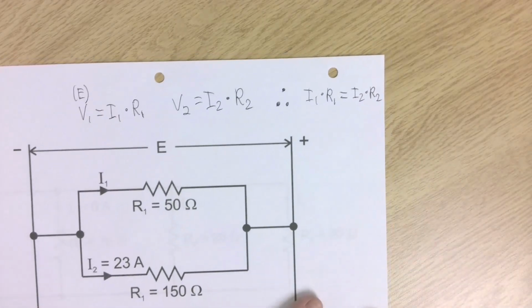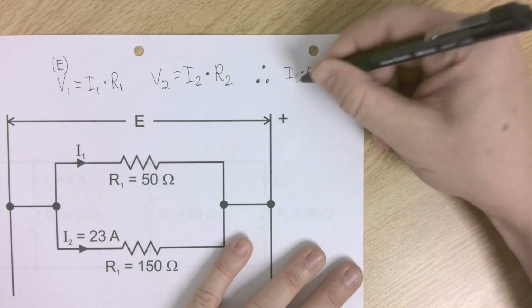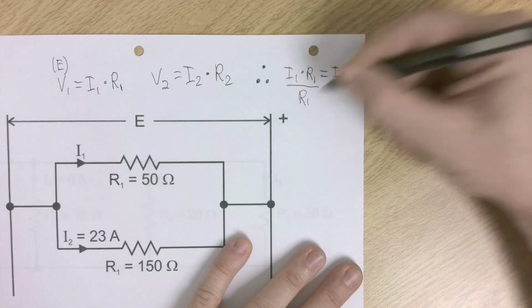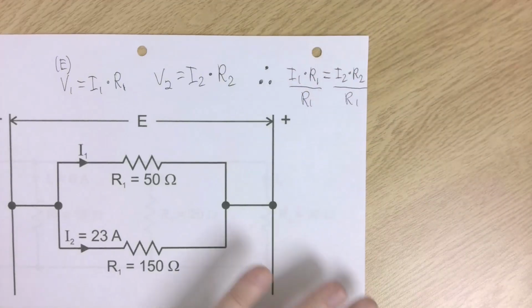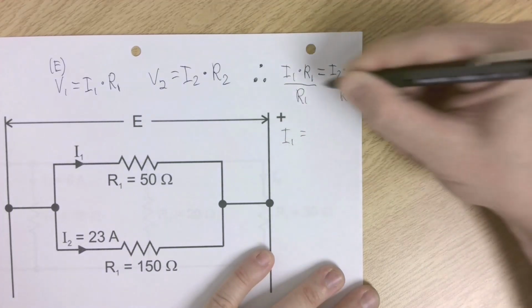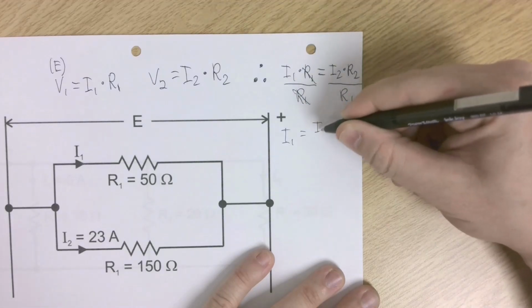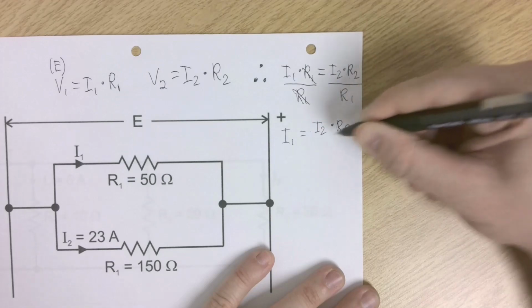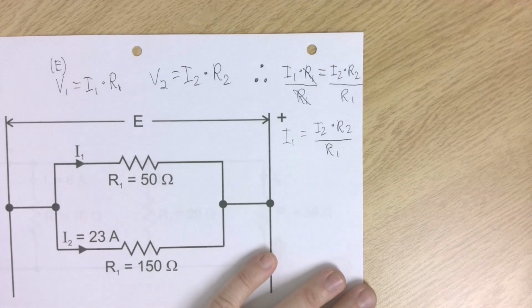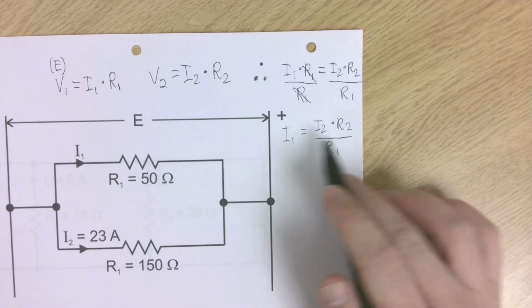So if you remember transposing from the first module, what we could do is divide each side by R1. Should have given myself more space. But that's going to give us this equation. Because we're going to eliminate these R1s, I1 is therefore going to equal I2 times R2 over R1. And so we could figure out I1 just by plugging in the numbers, doing our calculation.